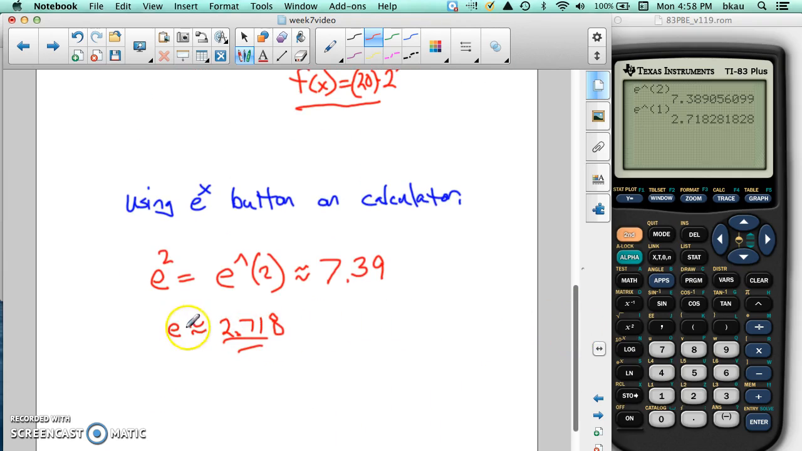Right now you just need to know how to find that e to the x button on your calculator, which is right here, and how to use it to figure out the values for e to the second power, e to the third power, e to the -1 power. So e, you should know, is a base that's around 2.718.